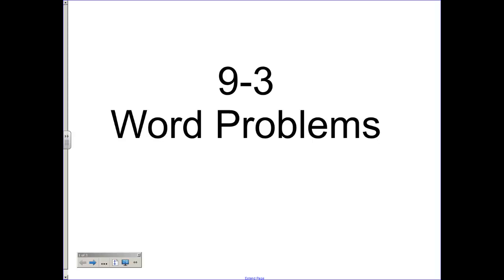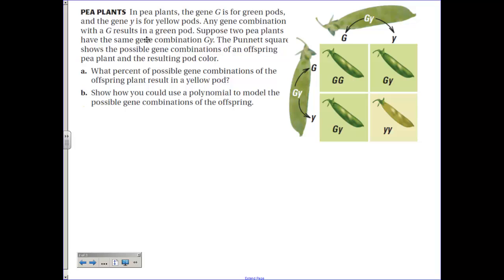Hello and welcome back. This will be a video on word problems for 9-3, which are the special product characteristics of polynomials. So for our first example, we have pea plants. In pea plants, the gene G is for green pods and the gene Y is for yellow pods.